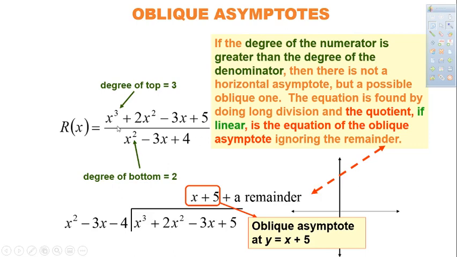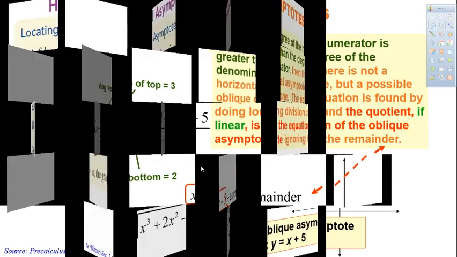That occurs if there is no horizontal asymptote and the degree of the top is 1 more than the degree of the bottom. If the degree of the top is more than 1 greater than the degree of the bottom, then there's no oblique asymptote either. So in which case there will be neither horizontal nor oblique asymptotes.